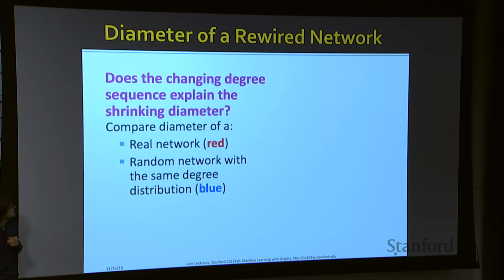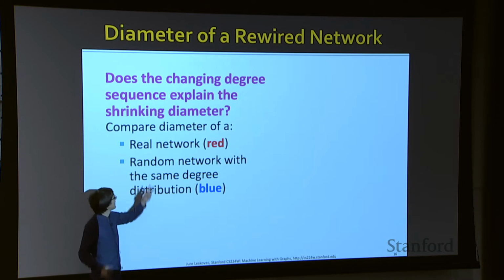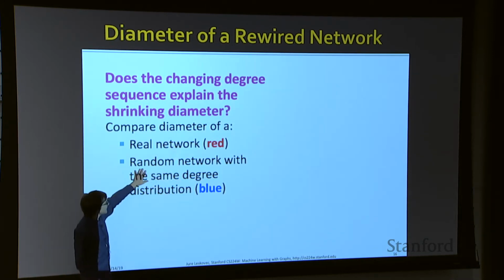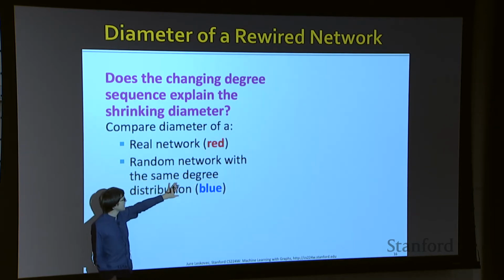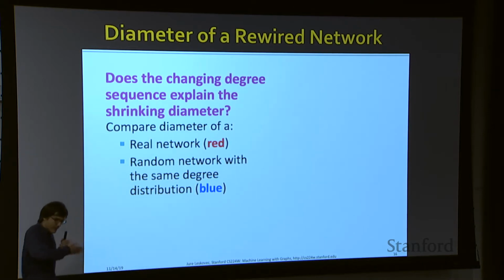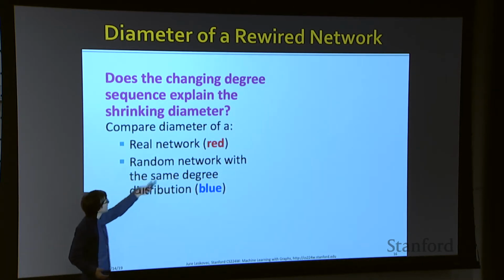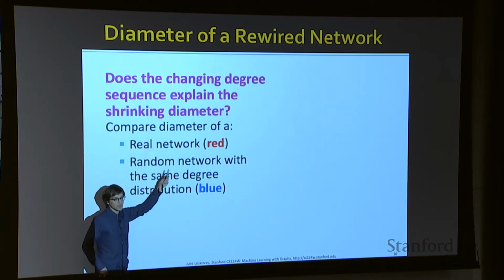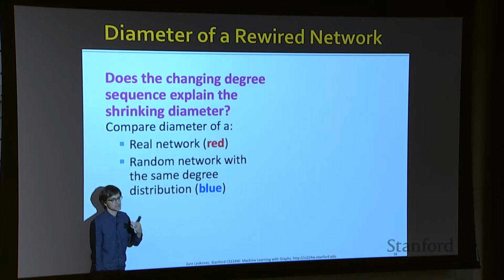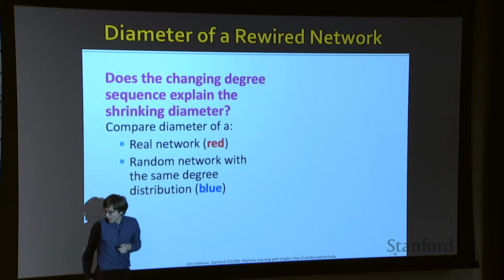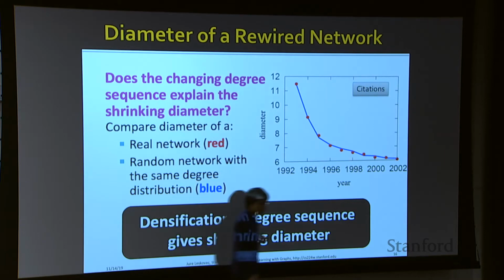Okay, so how would you do this? You would take the real network and measure its diameter over time, and then take a random network that has the same degree distribution as the real one. So now I will have a sequence of networks. They will get bigger, they will densify, and I will compare a real network to a random network that densifies and has the same degree sequence. Let's see how this looks. And here is how it looks.